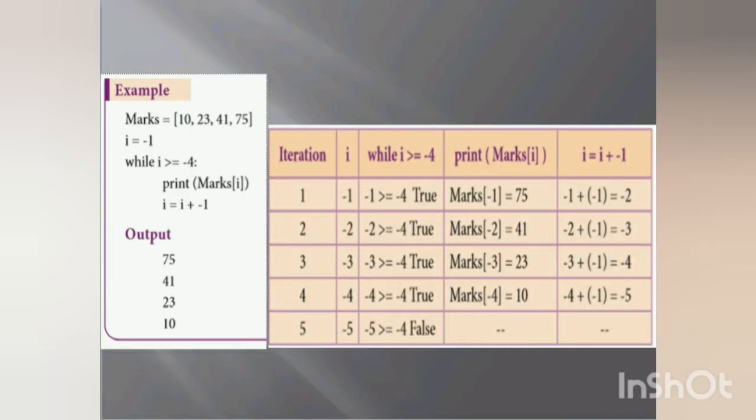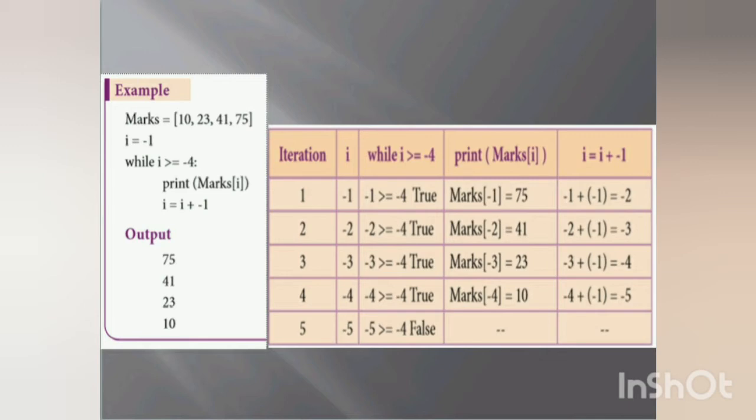Now this table shows the working process of the above reverse indexing code. Look at the program as well as this table. In the first iteration, I is equal to -1. Then it will check the condition: I is greater than or equal to -4. Is -1 greater than or equal to -4? The condition is true. Then the print statement will get executed: marks of I. Now the I value is -1, so what is in marks of -1 position? That is the last element, 75. So 75 will get printed.